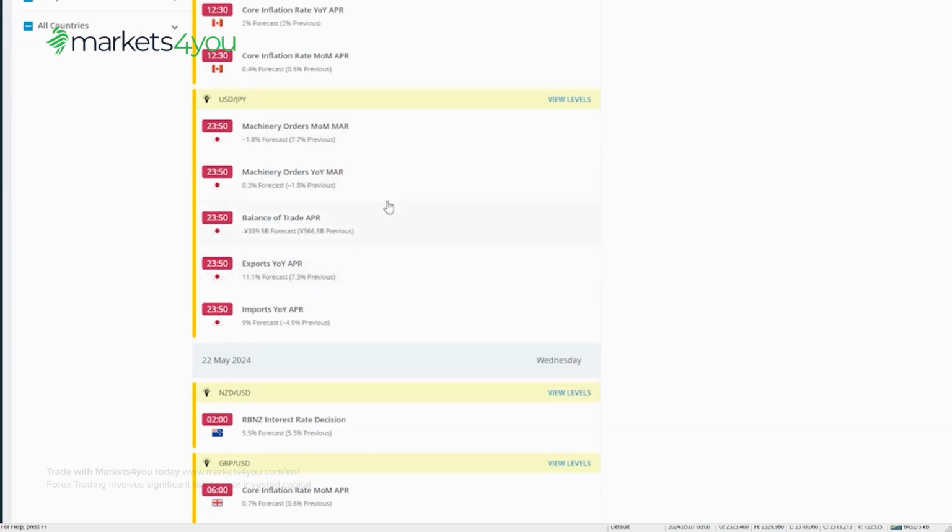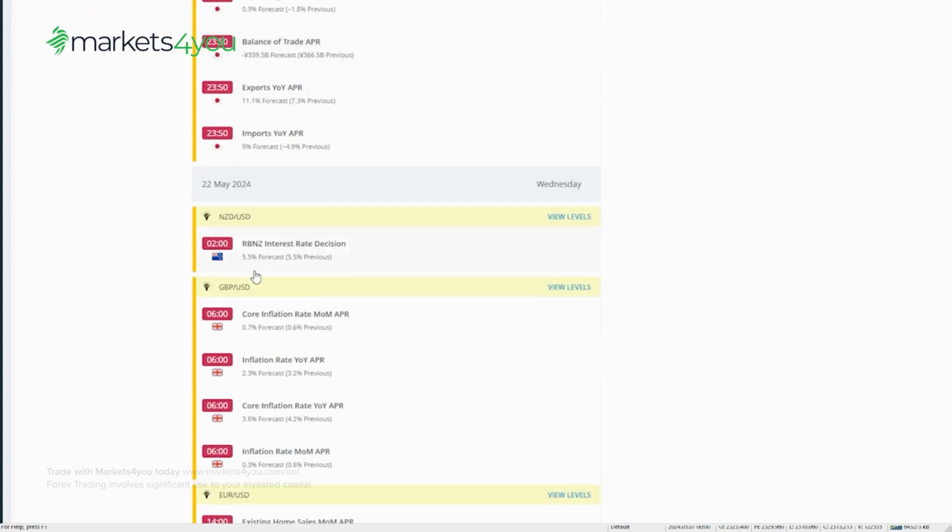We will also have the Japanese yen machinery orders and balance of trade. The balance of trade is going to show that the condition in Japan is not good. Why? Because the balance of trade is forecast at minus 339.5 billion, from previous positive 366.5 billion. So this won't be a good number for the Japanese yen.